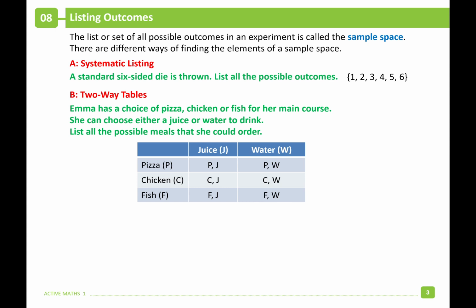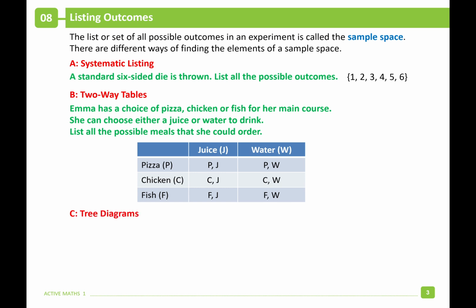We then fill in the rest of the two-way table by taking a value from a row and the value from the column. For example, our outcomes are pizza and juice, chicken and juice, fish and juice, or pizza and water, chicken and water, fish and water.